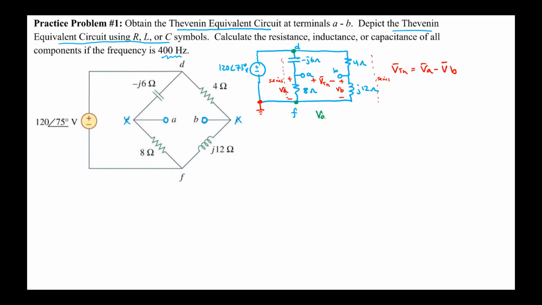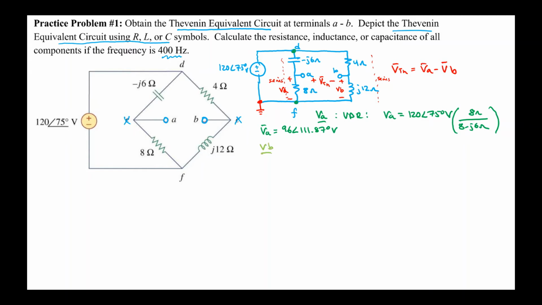For VA, I solve by the voltage divider that VA is equal to the total voltage, 120 angle 75 degrees volts, times the fraction where 8 ohms is on top and 8 minus J6 ohms is on the bottom. The 4 ohms and the J12 ohms are not included because they're not part of this series set. If I calculate that correctly, then I'm going to get that VA is equal to 96 angle 111.87 degrees volts.